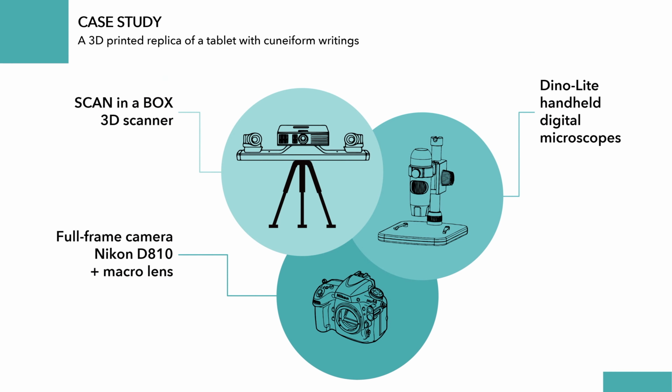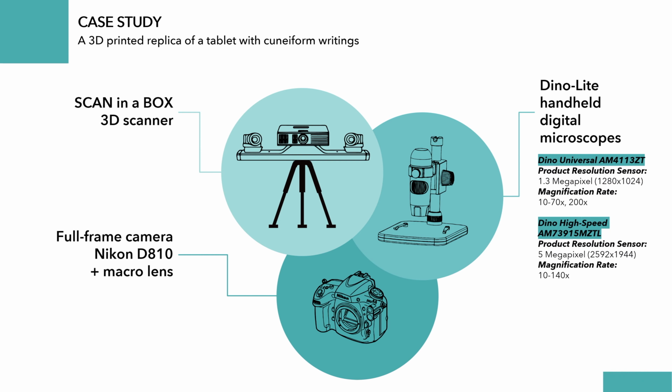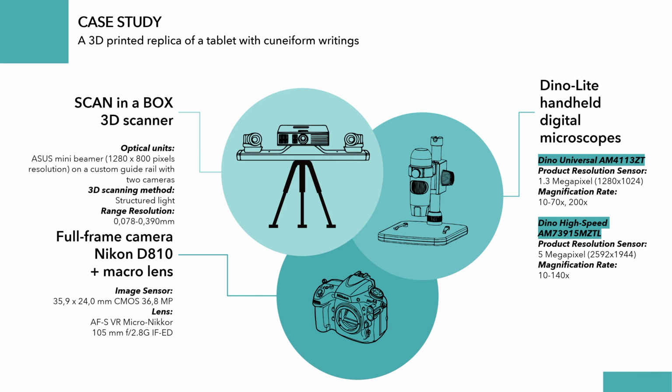To achieve an adequate descriptive quality and evaluate result soundness, the survey was conducted with two different Dino-Lite portable digital microscopes. Quality, speed, and cost-effectiveness of this first method were then compared with the data obtained from a Nikon full-frame camera combined with macro optics. All photogrammetric results were compared with an active sensor, the Scan-in-a-Box structured light 3D scanner, used as a reference.